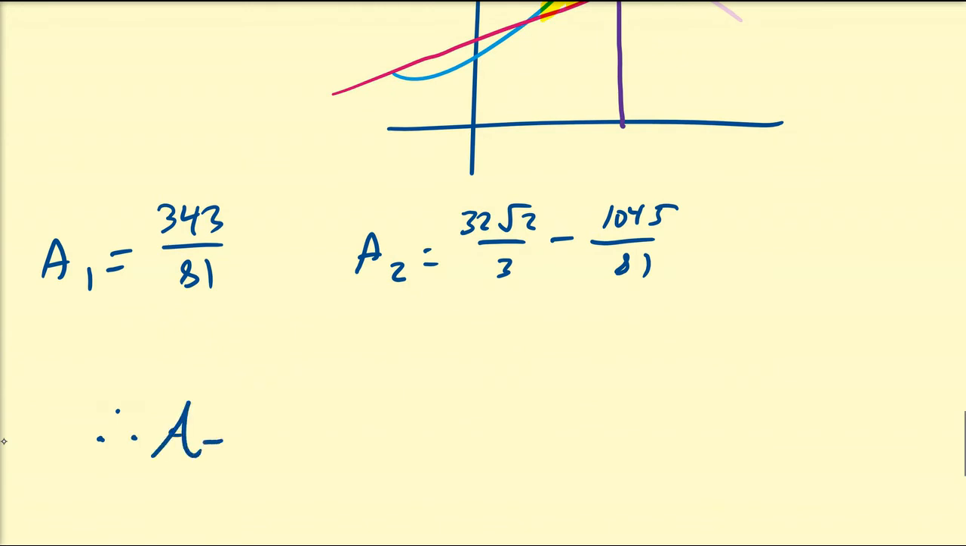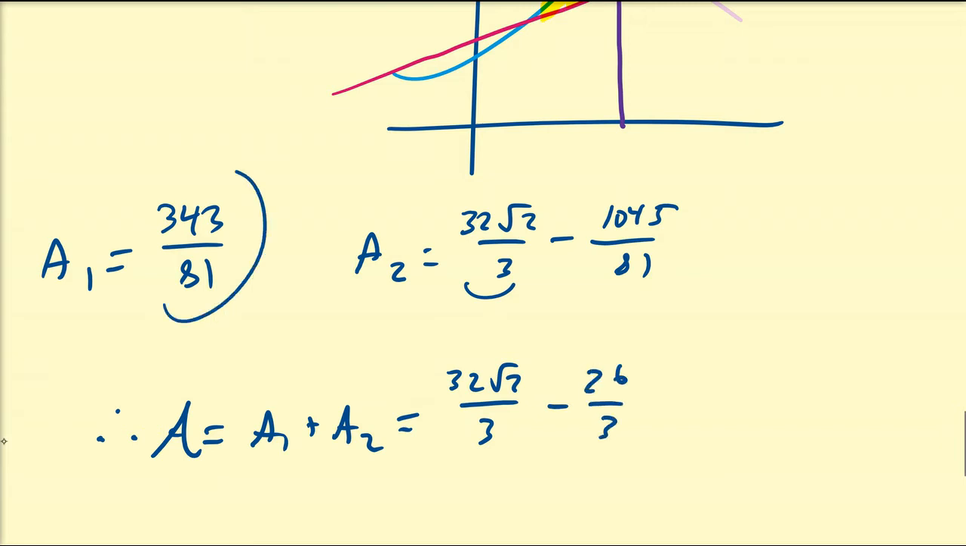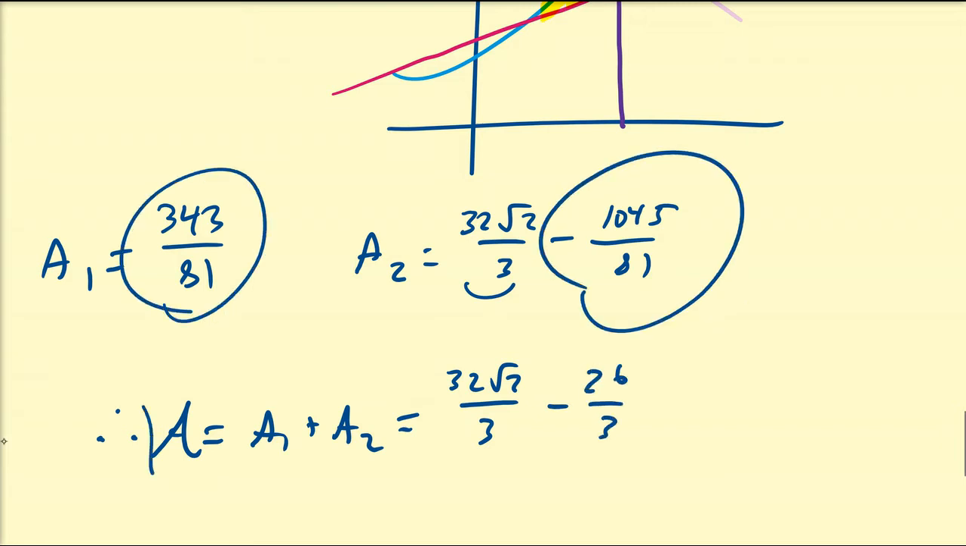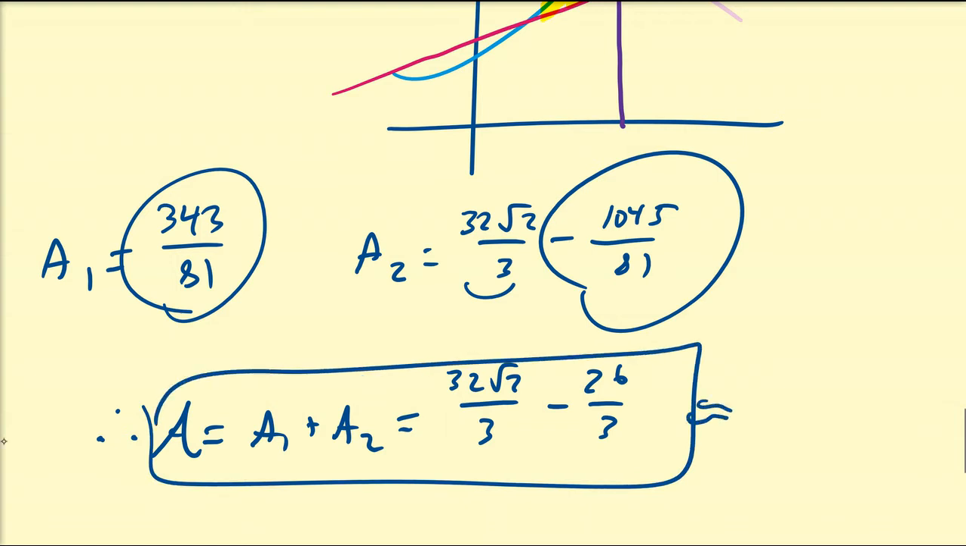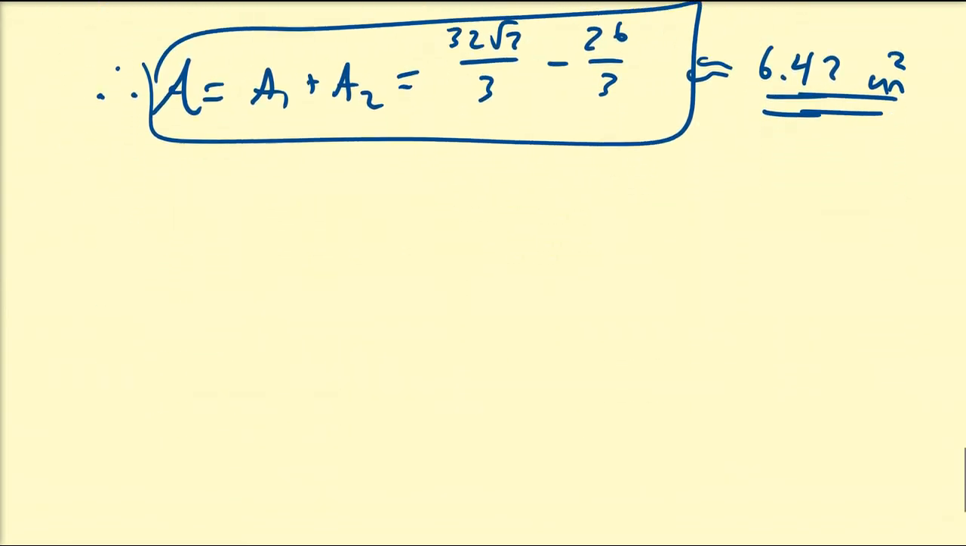So that means our area of interest, A1 plus A2, you should get to be 32 root 2 over 3, since that's the irrational portion, minus 26 over 3, once you combine those expressions. And of course, if you have a calculator, you can approximate that to be approximately 6.2 square units. Now I hope that is not on your exam, because there are lots of computational things that could go wrong with this. But that is pretty much the process that you need to do in order to solve these problems.